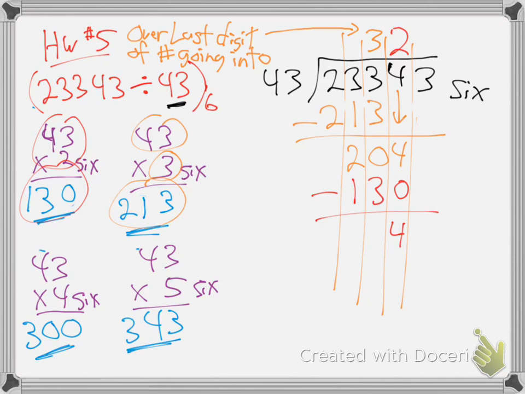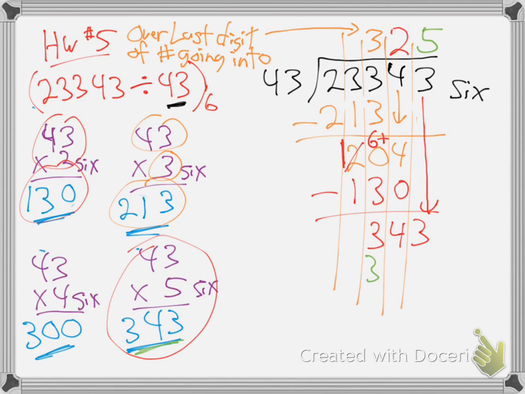So what am I going to do? I can't do 2, so I put a 1, and I borrow how much? 6, because we're in base 6. So 6 is added to that. 6 plus 0, 6 minus 3 is 3. Good to there? Bring down the 3. What could be easier? There it is. 5. So we go 5 times 43 is 343. Done. Answer 325.